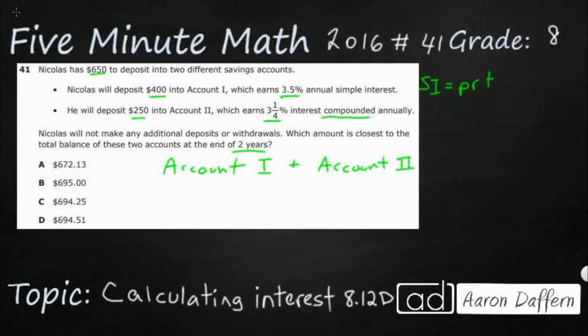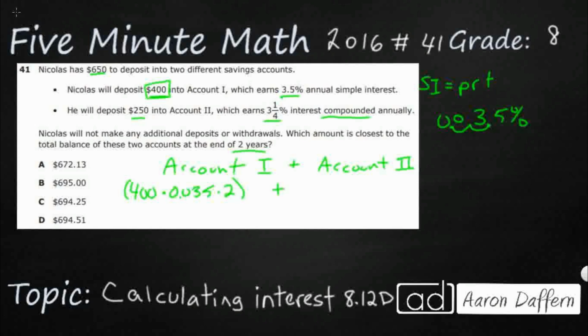So the principal is not the 650, it's the 400. That's the 400 times the rate, 3.5%. We need to turn that into a decimal if we want to multiply it. So 3.5%: we're going to move it over once, twice, 0.035, times the time, which is 2 years. This is what we need to plug in to get our account 1.